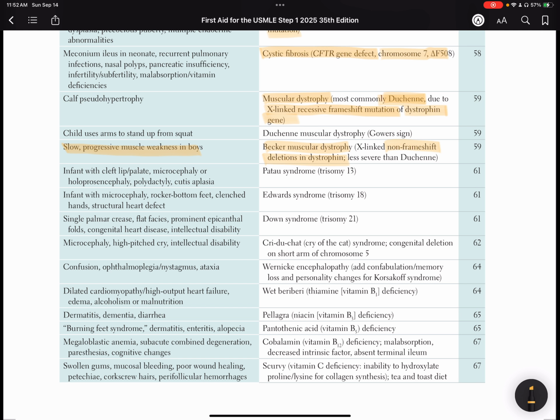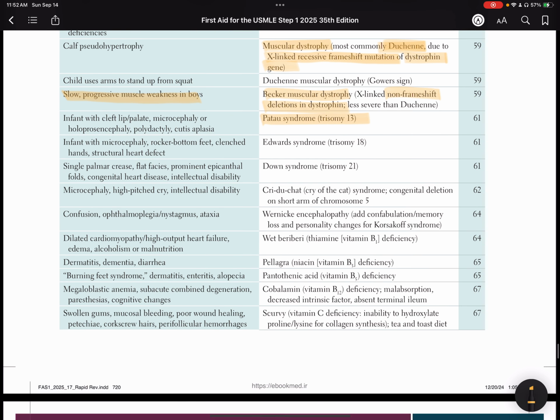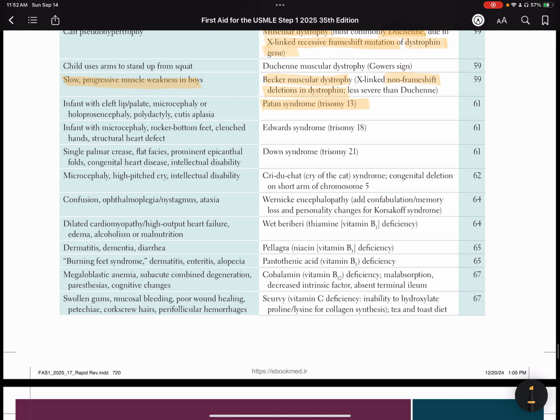Next clinical presentation is infant with cleft lip palate, microcephaly or holoprosencephaly, polydactyly, cutis aplasia, seen in trisomy 13, Patau syndrome. Next condition is infant with microcephaly, rocker bottom feet, clenched hands, structural heart defect. This is Edwards syndrome, trisomy 18.